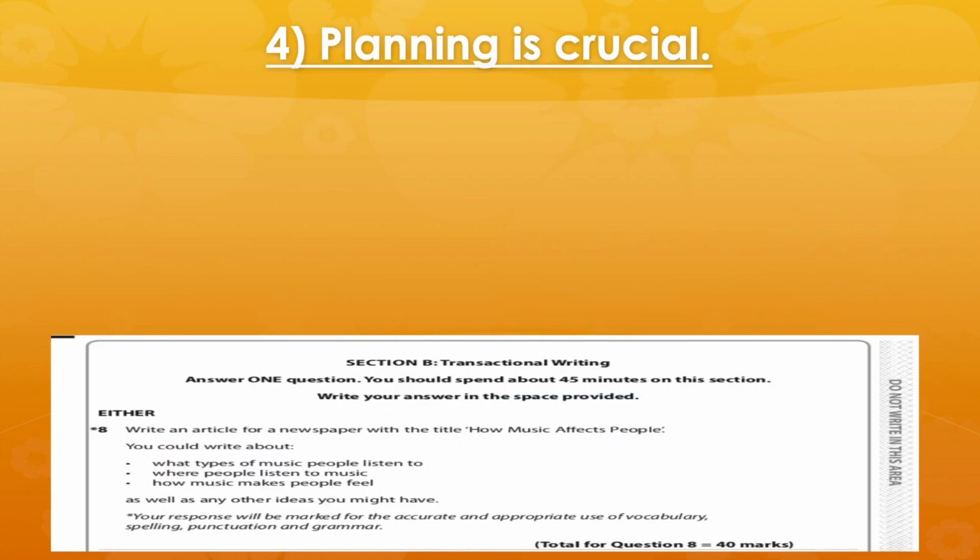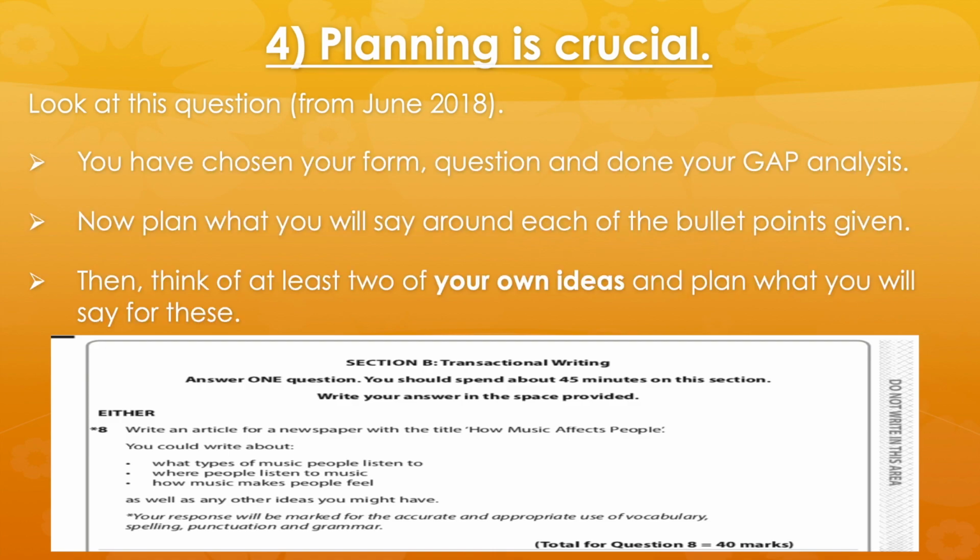Okay, number 4, planning is crucial. I've put a past question at the bottom of this slide here, which basically says, write a newspaper article about how music affects people. Okay, how music affects people. Hopefully you can see from that example question how crucial planning is. That question is very, very broad, isn't it? It could mean people anywhere in the world. It could mean any kind of music, any genre of music at all. So this is purposeful from the exam boards.